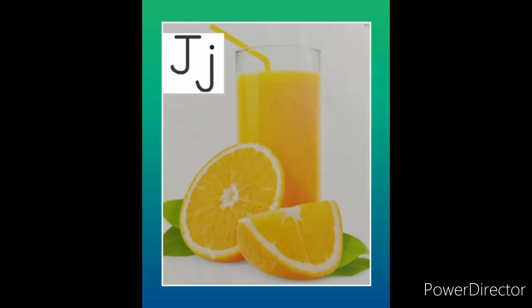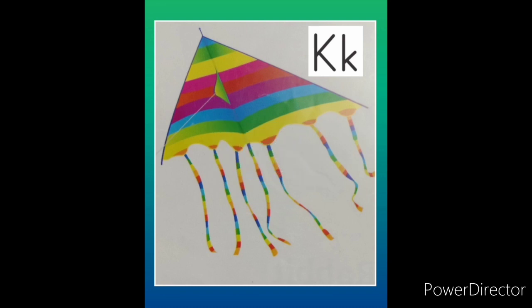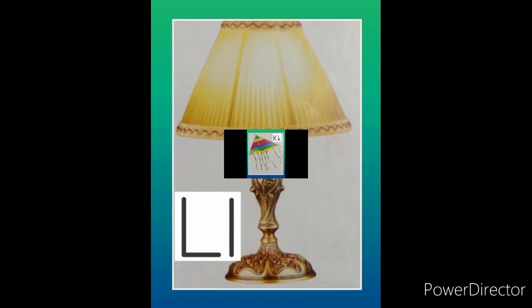Capital J, small j, Mama J, baby J. J for juice. Healthy, healthy juice. What comes after J? K. Capital K, small k, Mama K, baby K. K for kite. What comes after K?